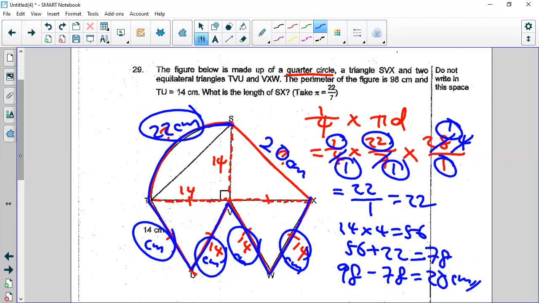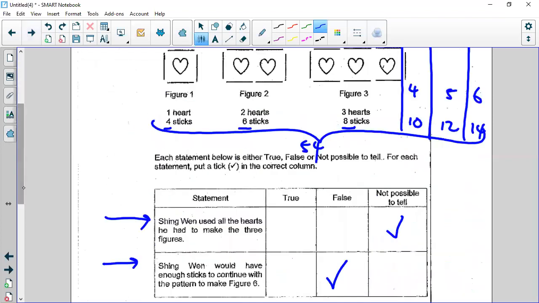Okay, yeah. So Caleb, what's your question? I need question 30B. Question 30, yeah. Question 30B. But do you know how to do or not? Question 30B? Yeah, 30B is false. Yeah. 4, 6.